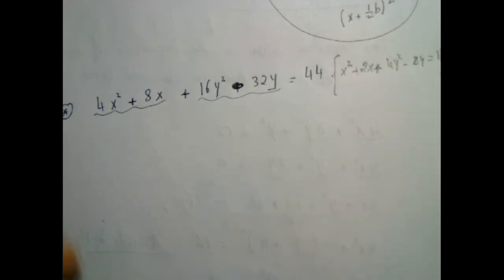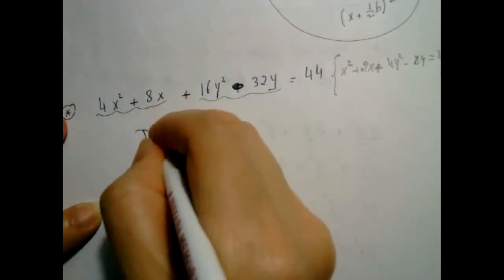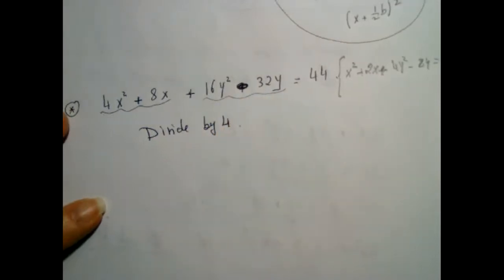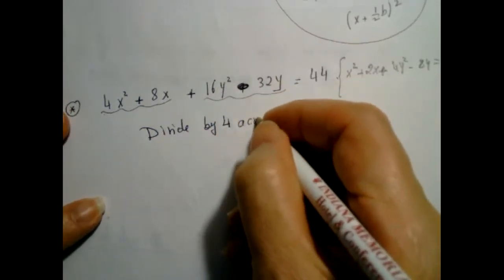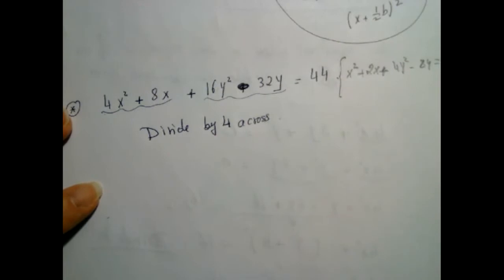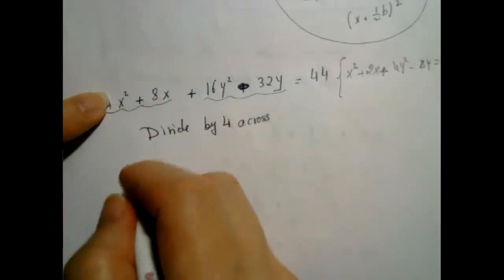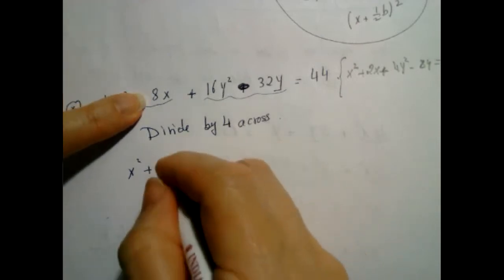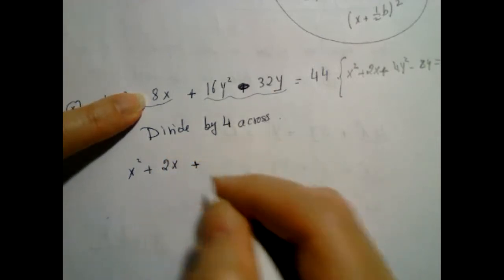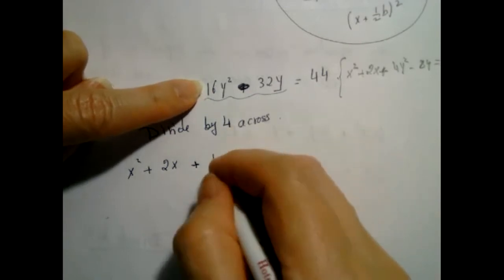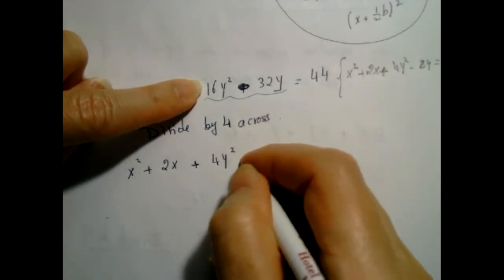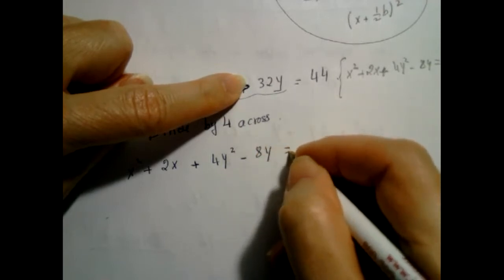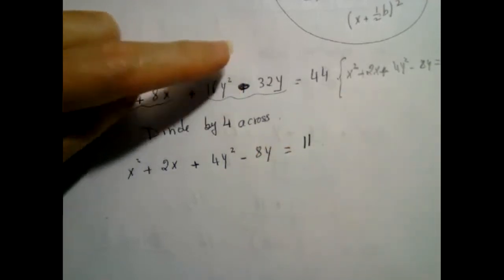Okay, I'm going to divide by 4. I don't have to, but I will do what you guys are suggesting. So I'm going to divide by 4 across. When I divide by 4, I have to divide every single term by 4. I will get x squared when I divide by 4. 8 over 4 will give me 2x. 16 over 4 will give me 4y squared. 32 over 4 will give me 8. 44 will give me 11.